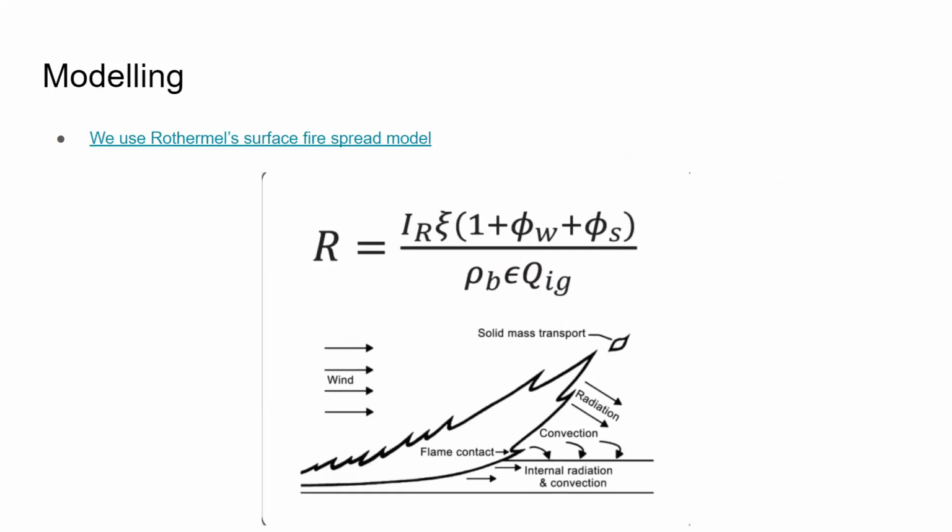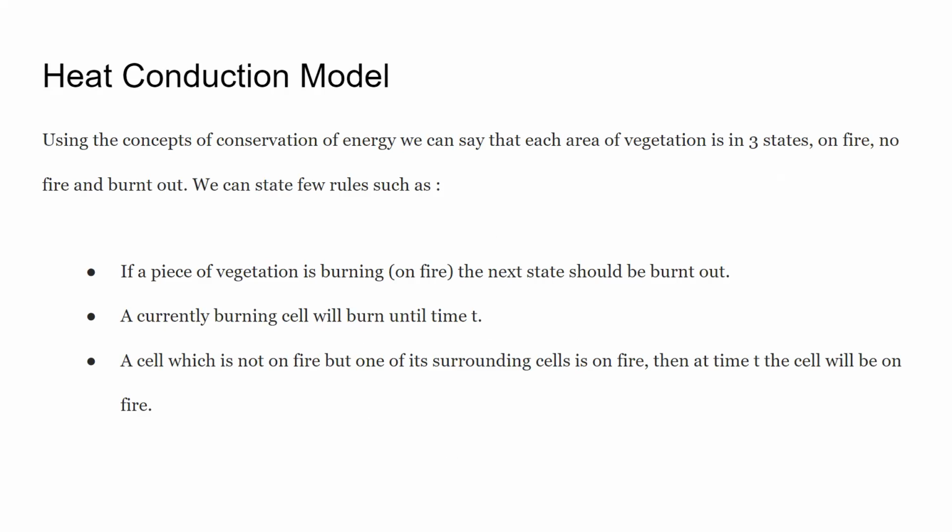Regarding the model, we'll be using Rothermel's surface fire spread model. This is a link to the research paper, and this is available to view publicly. Rothermel's surface fire spread model takes into consideration the heat conduction patterns, the wind patterns, and the slope. And using this model, we'll be developing another model where we can predict the spread of the fire.